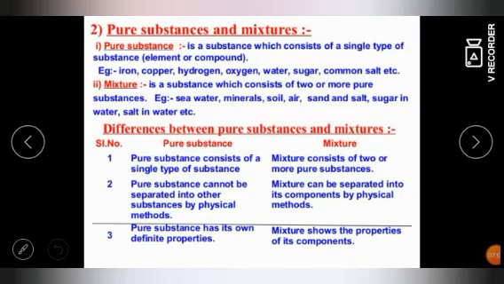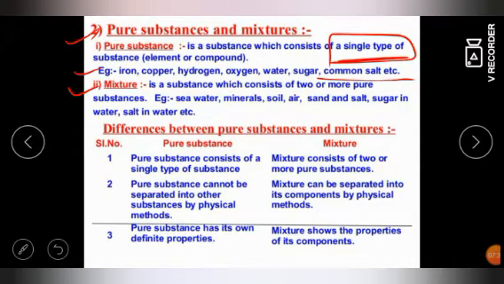So next, about pure substance. We will start with pure substance and mixture. The definition of pure substance is: it is a substance which consists of a single type. You need to focus on this single type. It is a substance which consists of a single type of substance. There are two types of pure substance, element and compound. For example, iron, copper, hydrogen, oxygen, water, sugar, common salt. Sugar and common salt are also examples of pure substance.